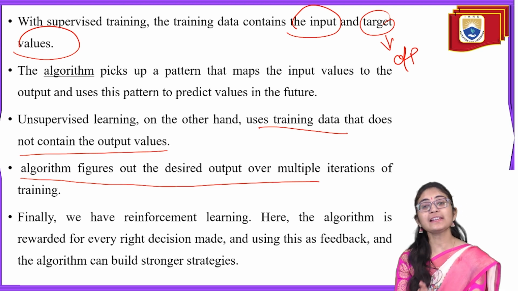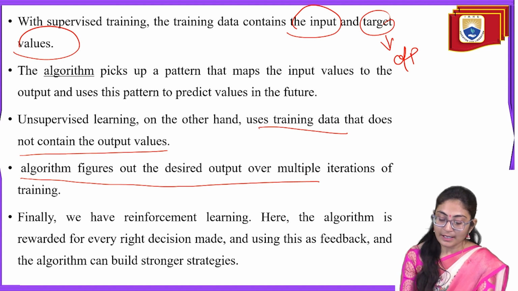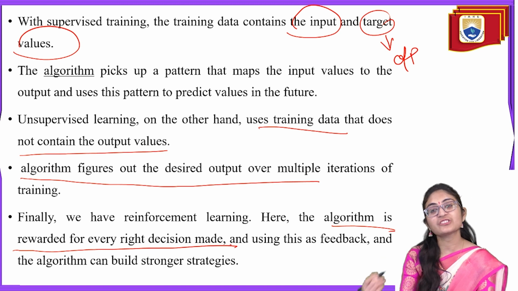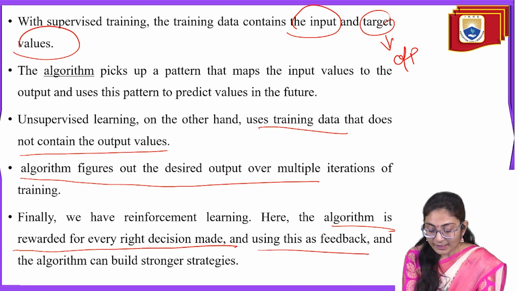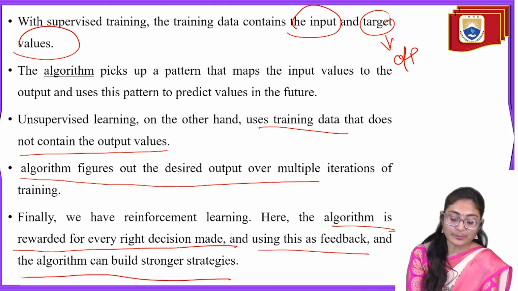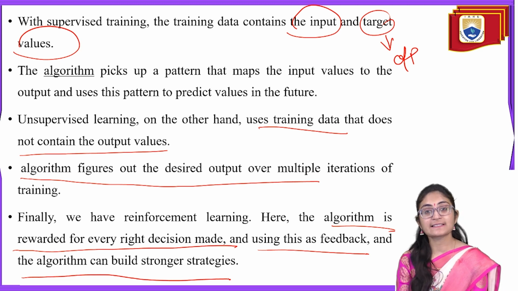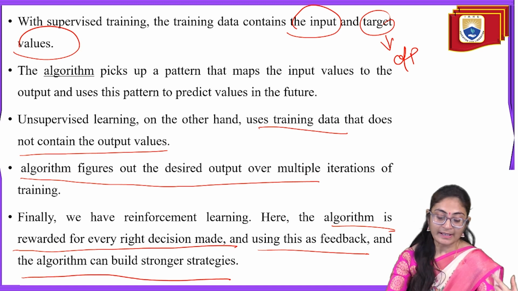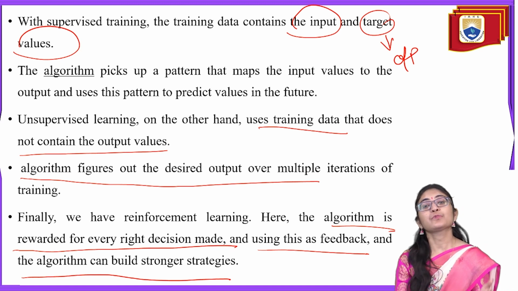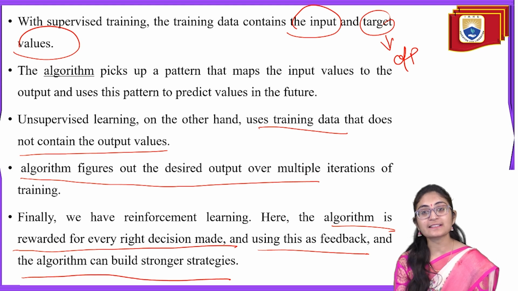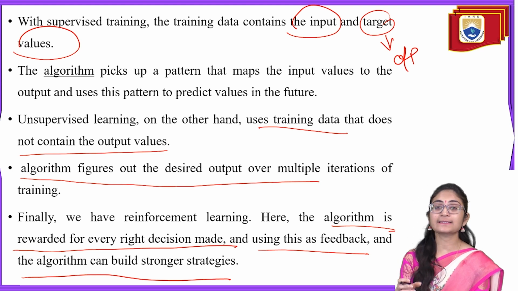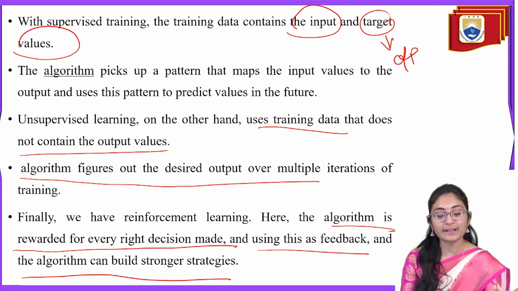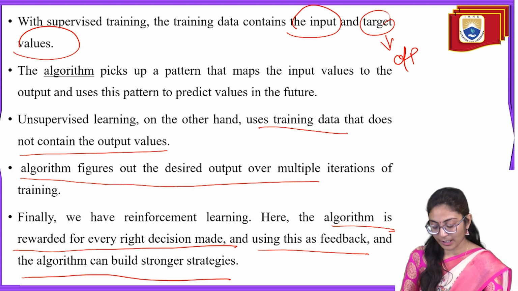Finally, we have reinforcement learning. The algorithm is rewarded for every right decision made, and using this as feedback, the algorithm can build stronger strategies. Actually, in reinforcement learning, it will help to take a particular decision by using the feedback, and this algorithm will use the strongest strategies for giving the output.